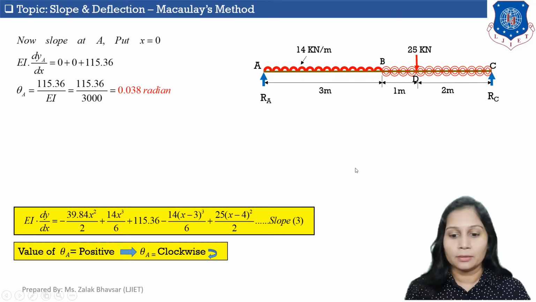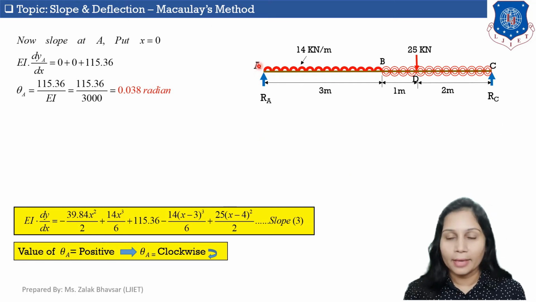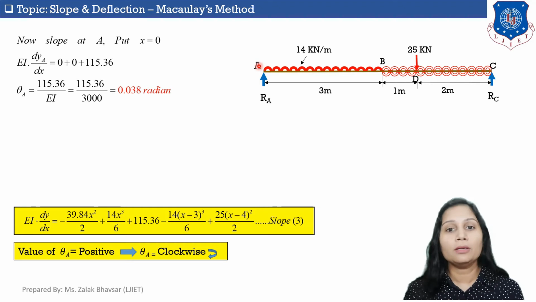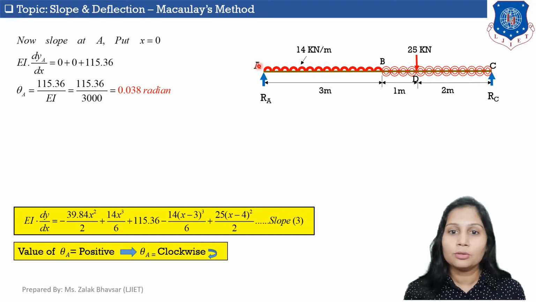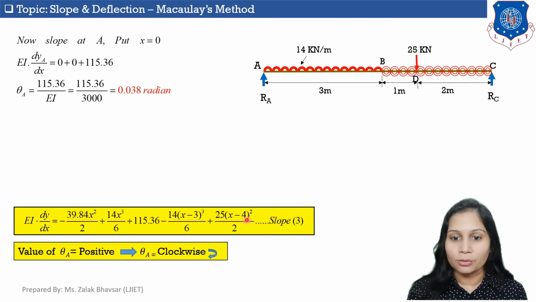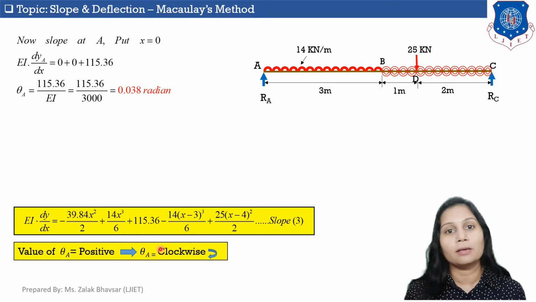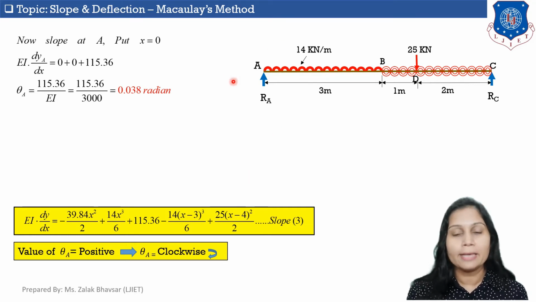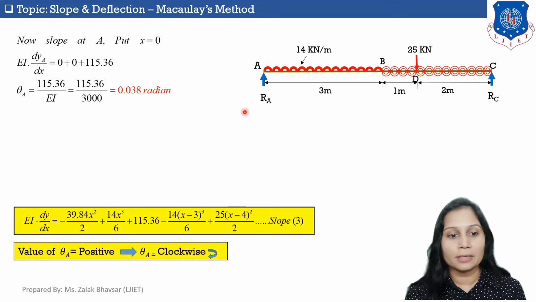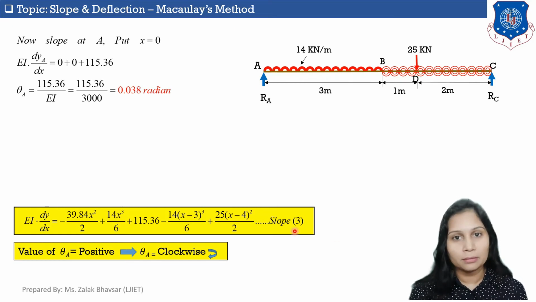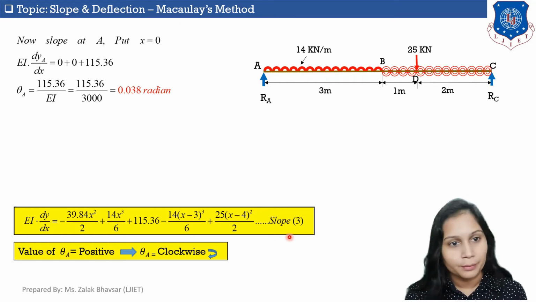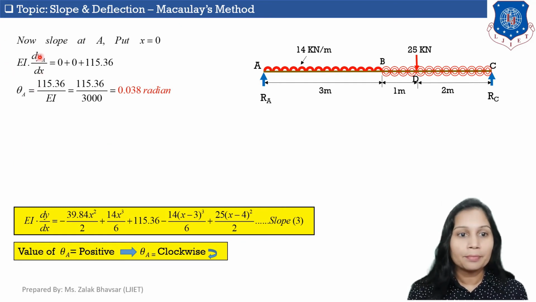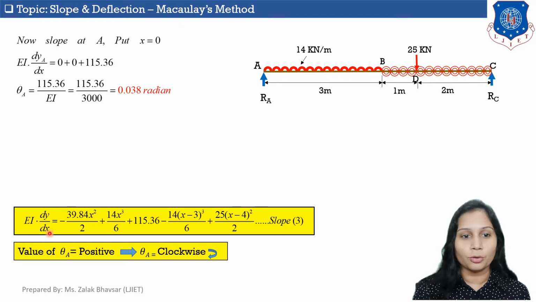So in this figure, you can see that at point A, x will be 0, and we need to calculate slope. So we need to put x is equal to 0 in this slope equation, which is equation number 3. Okay, so for calculating slope at point A, we will put x is equal to 0 in equation number 3, which is for calculation of slope. So we will get EI dy A by dx. So I am considering slope at A is equal to x is equal to 0.